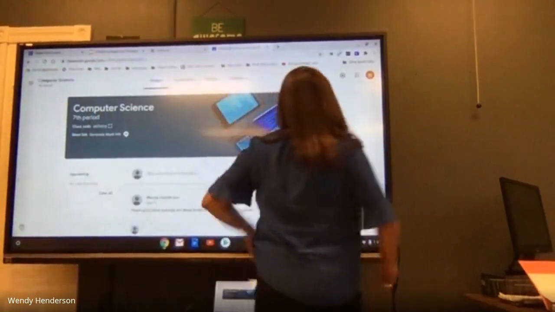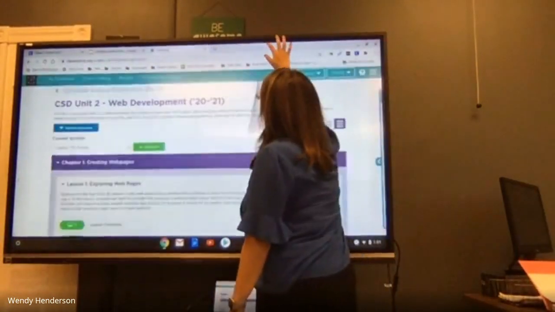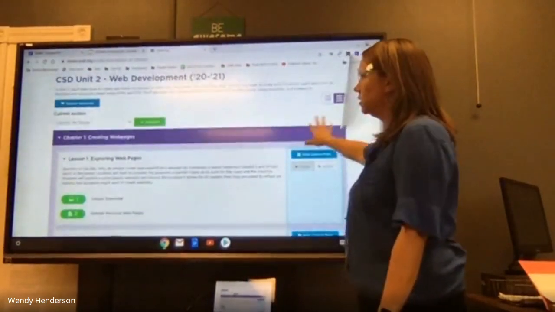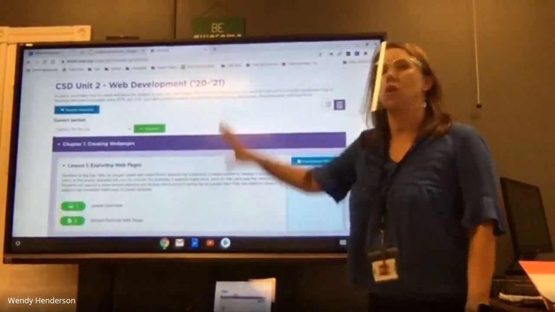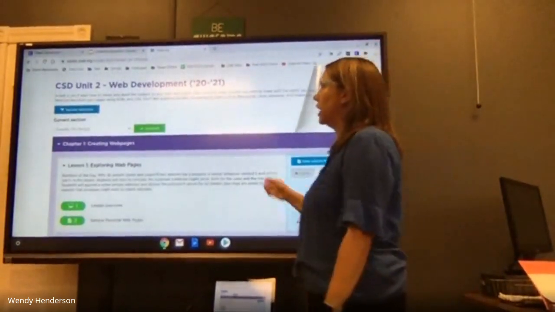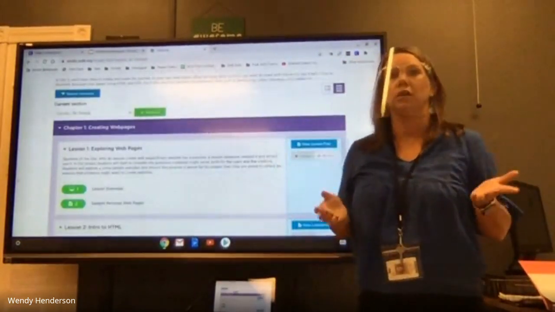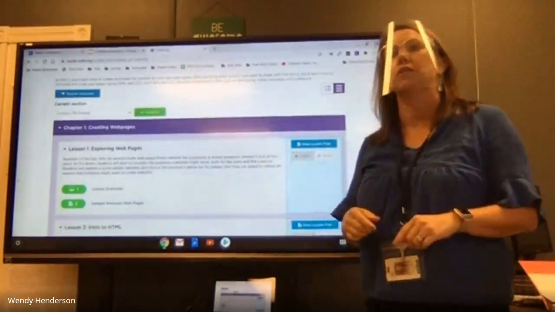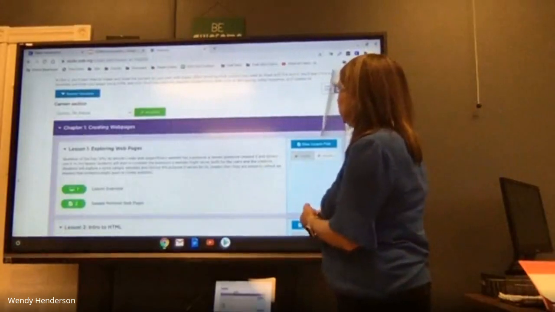But you should see, when you log into code.org, Unit 2 Web Development, and your first chapter says Creating Web Pages. So in this whole unit, you're going to learn how to create and share content on your own web pages. And we're not talking about going to Google Sites where it's already set up for you. We're talking about you learning to write HTML and learning how to do the coding.